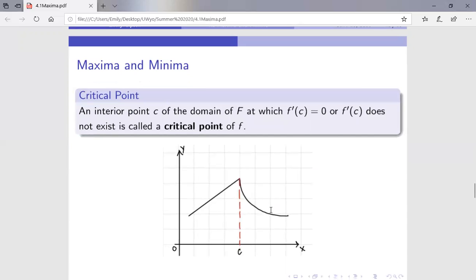So this leads us to the idea of critical points. An interior point C of the domain of F at which F prime evaluated at C equals 0, or F prime evaluated at C does not exist at all, is called a critical point of F. So here we can see I've got a graph, and I know that I've got something going on at the point C, but would I say that it's a maxima if it's not continuous there? No, I would not be able to say that, but it's still a critical point.